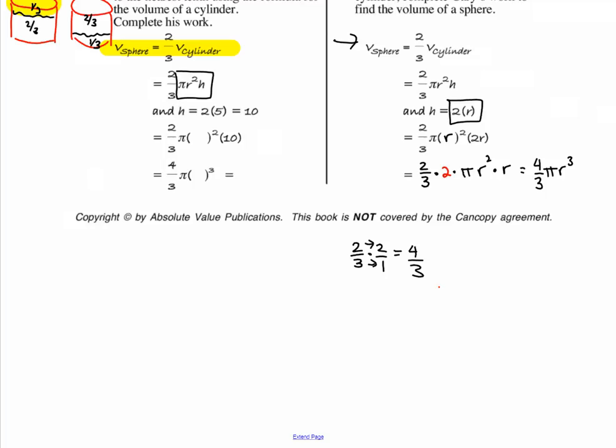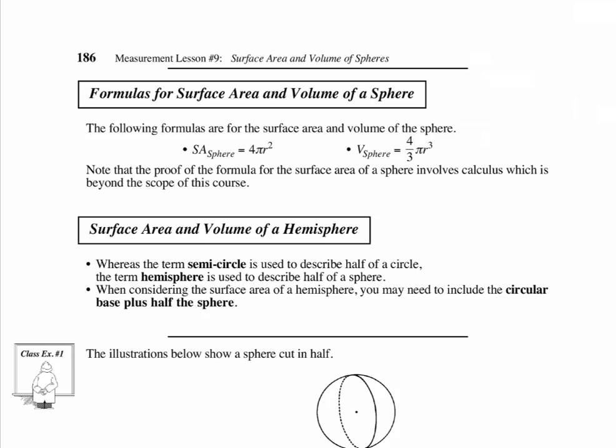No. We're just quickly going through it. You should see what I'm doing here, right? This was r squared. So we had an r squared times an r, which is how we got the r cubed. And we had 2 times 2/3, which is how we got 4/3. And then pi. So that's our formula for the volume of a sphere.